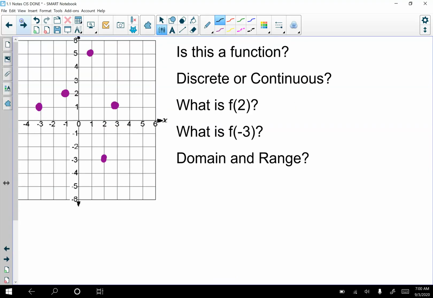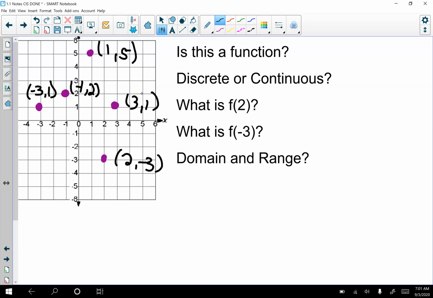Okay, so I'm missing something in my notes here. Is this a function? So does every x have one y, or does every input have one y? And if you look at it, this one here would be -3, 1. This one is -1, 2. This is 1, 5, 3, 1, and 2, -3. So if you look at all the x's, so that's one way you could look at it. There's a quicker way, but I just want to show you this way first.